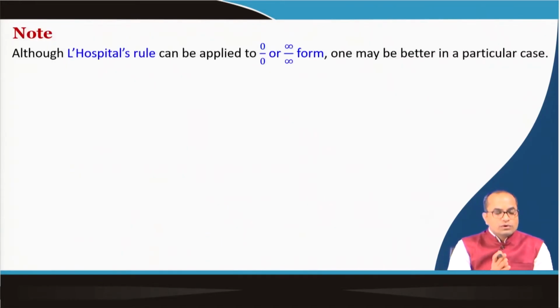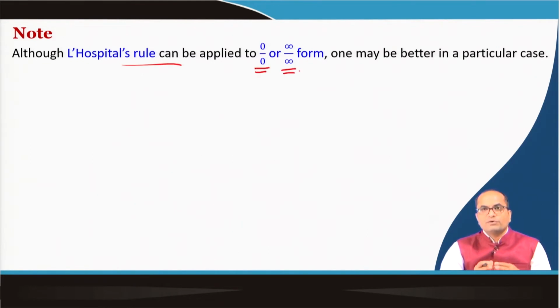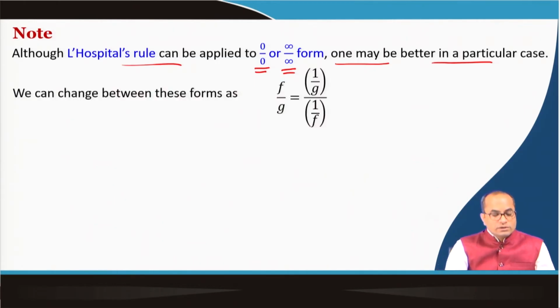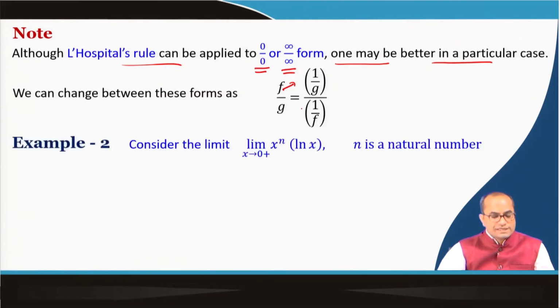Although the L'Hopital rule can be applied to either 0 by 0 form or infinity by infinity form, as we have already observed, one may be better in a particular case. Like in the earlier case, it was better to have 0 by 0, not the infinity by infinity form. So we can always change between these forms just by rewriting f(x) as 1 over 1 over f, and likewise for g.